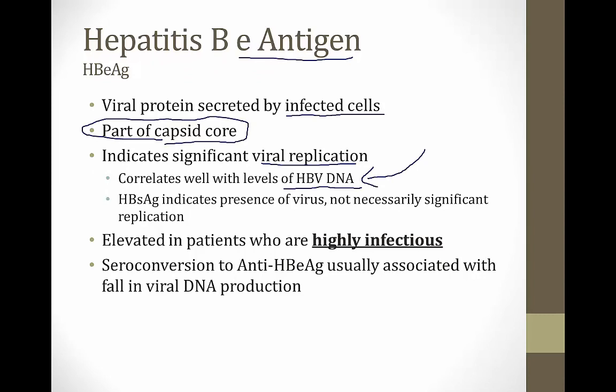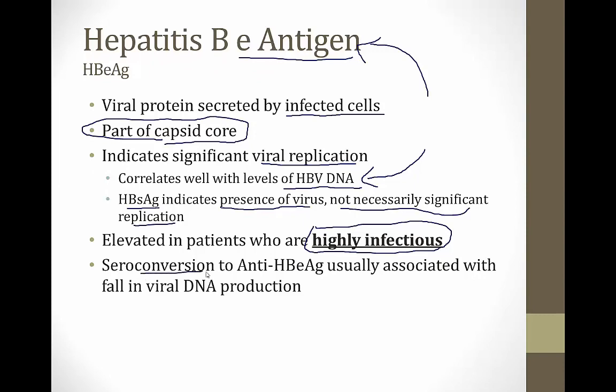This is different from hepatitis B surface antigen. When that is elevated in the plasma, it indicates the presence of the virus, but it doesn't correlate very well with significant replication. If you want to know whether the virus is replicating significantly, you need to look for presence of the E antigen. What this means for patients is that when the E antigen level is detectable, these patients are highly infectious. They are producing lots of virus inside their body.